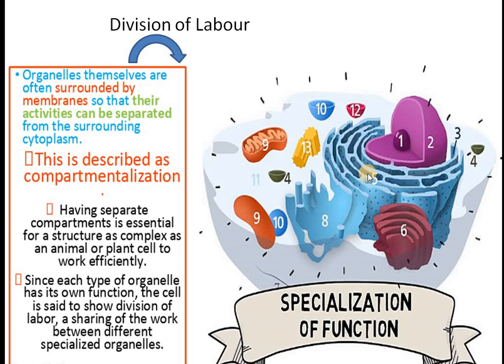This division of labor, this division of work, helps the cell to work very efficiently, and the cell is able to perform or can survive individually very efficiently because of this division of labor. Each organelle is separated from the other by a membrane, and their work is only confined to themselves. The structures have specific functions, not generalized functions.